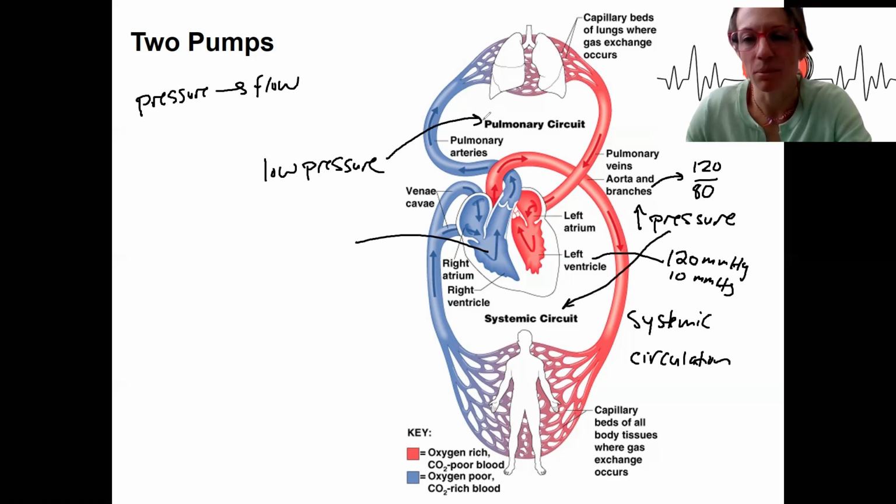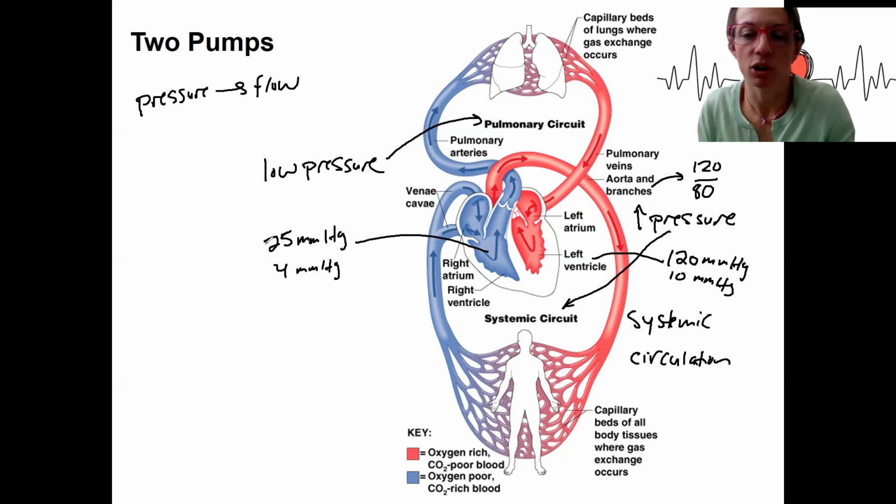We don't need to generate the same amount of pressure. The blood's not going very far. It's going to the lungs and back. So it's not going to generate that same pressure. It's going to be about 25 millimeters of mercury at contraction, so in systole, and go down to about 4 millimeters of mercury. So quite a bit lower. Even though the same blood is going through there, you don't need to squeeze quite as hard. You don't need to generate the same pressure to have flow through the entire circuit.